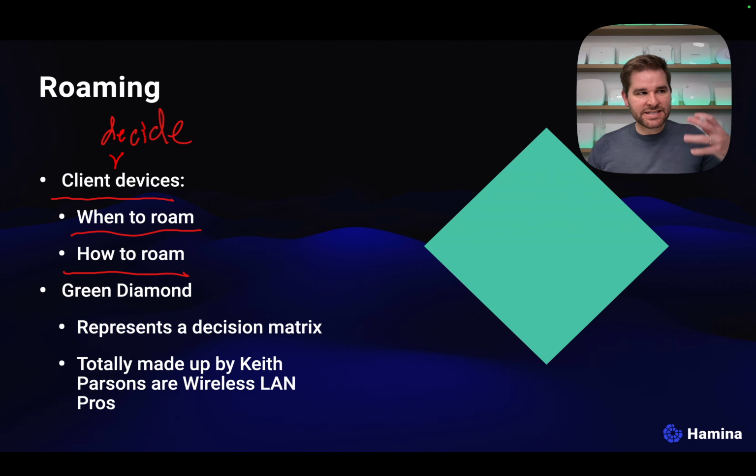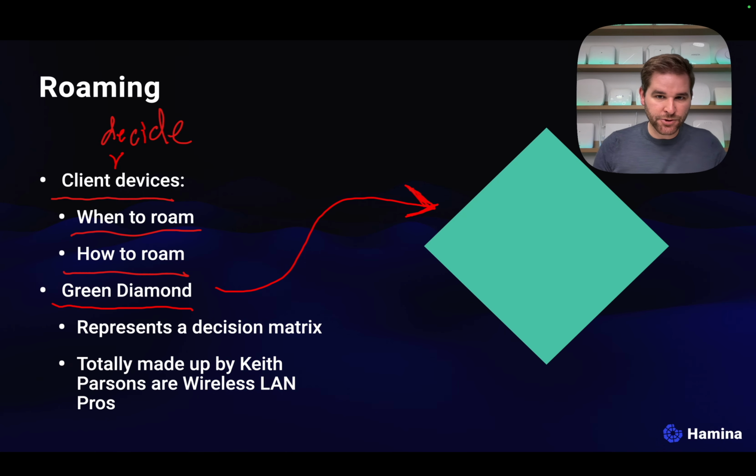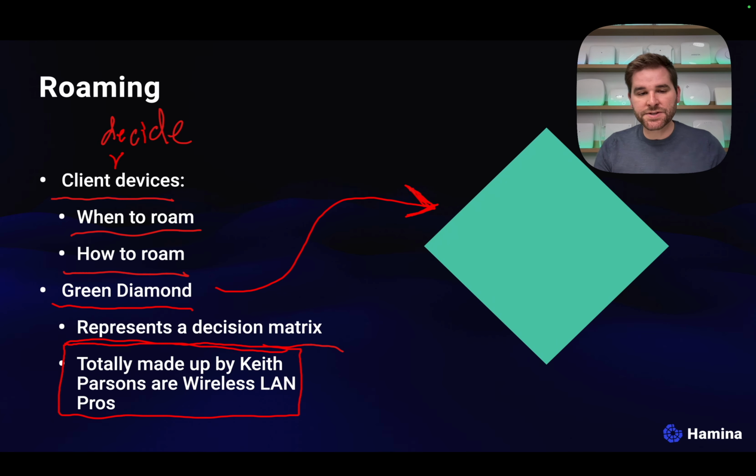We call this decision-making process the green diamond. It references a flow chart, where you get to a diamond and that represents a decision. So the green diamond represents the internal decision matrix in a client device that drives it to decide when to roam and where to roam to. Now, the concept of the green diamond is totally made up by our friend Keith Parsons at Wireless LAN Professionals. Keith came up with this concept years ago and has been teaching it in classes for years. So it's become a pretty common analogy in the world of Wi-Fi.